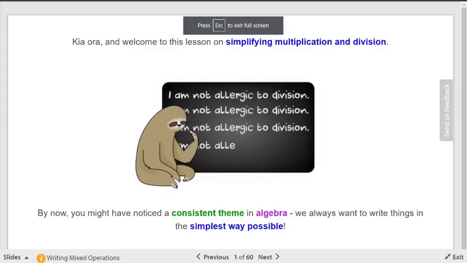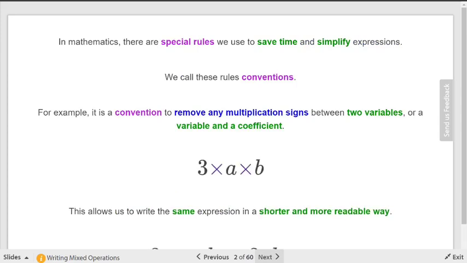So here we go. Kia ora, and welcome to this lesson on simplifying multiplication and division, because multiplication and division are related operations. Okay? First thing is, remember that in algebra, we write as little as possible, right? So I don't write A times B. What do I write? AB. AB, right? That's going to be a common theme as we go through all of these things in algebra. There are special rules that we use.